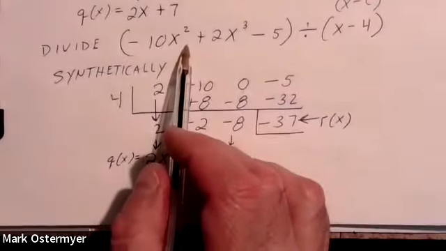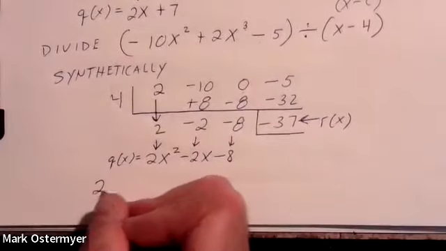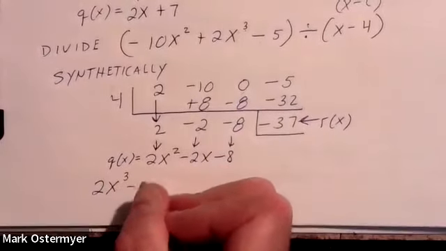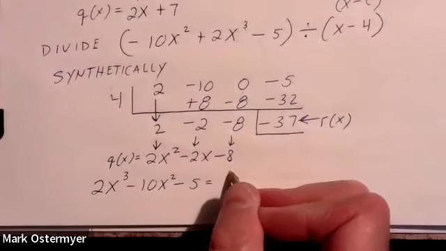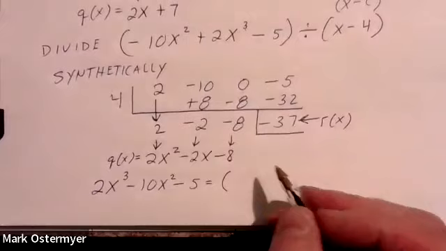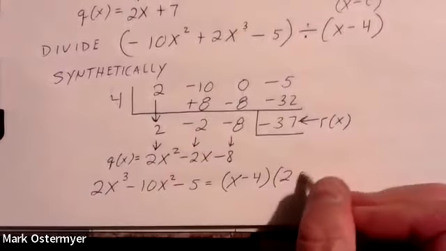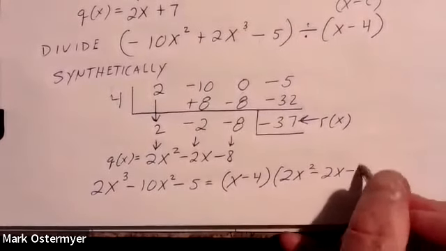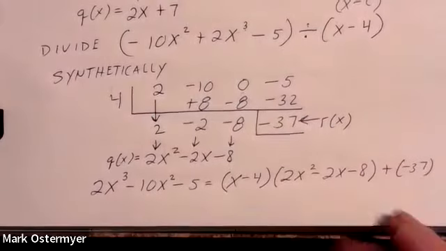Do you include the remainder in the answer? Well, one way to write this is in accordance with that division algorithm I showed you. So to write our final answer, we could say that our polynomial function, which is 2x cubed minus 10x squared minus 5, is equal to our divisor, x minus 4, times our quotient polynomial, which is this guy right here, 2x squared minus 2x minus 8, plus your remainder, which is to say plus a -37. And there you go.